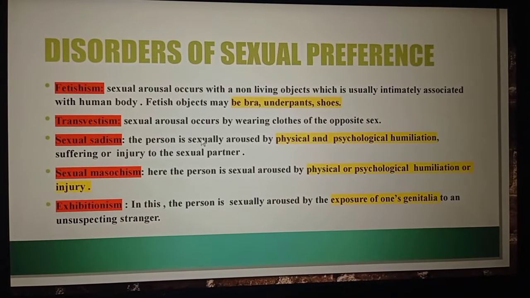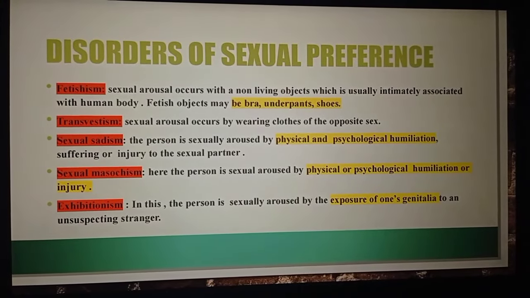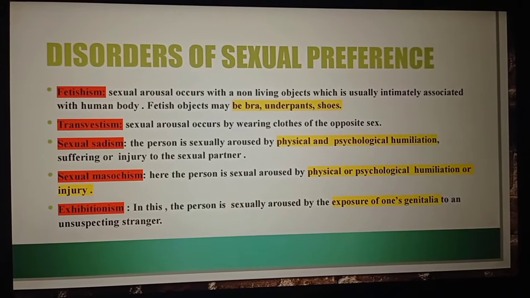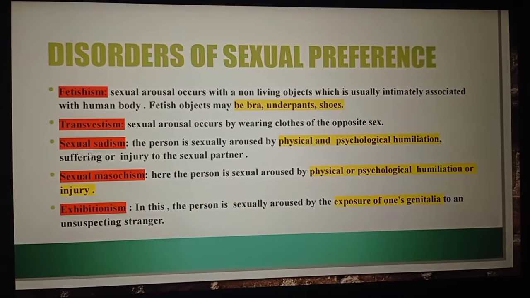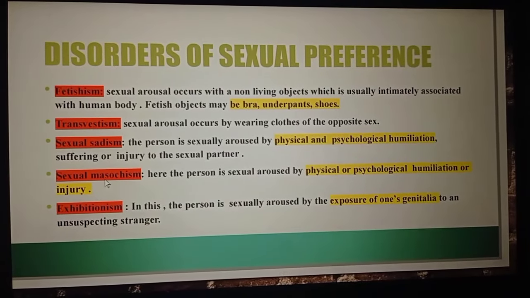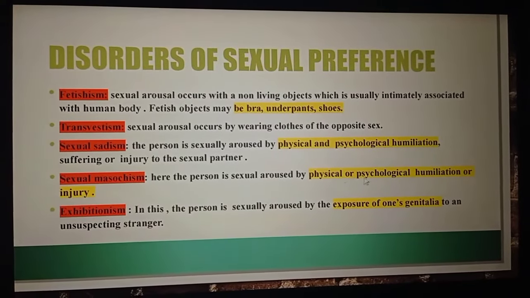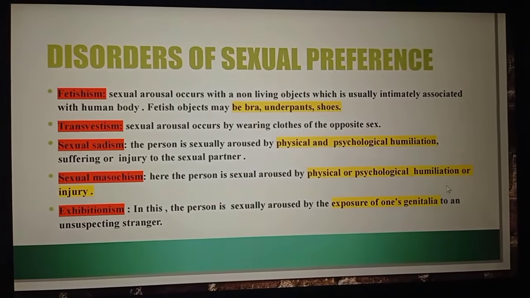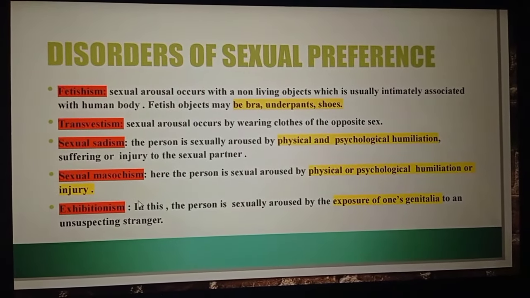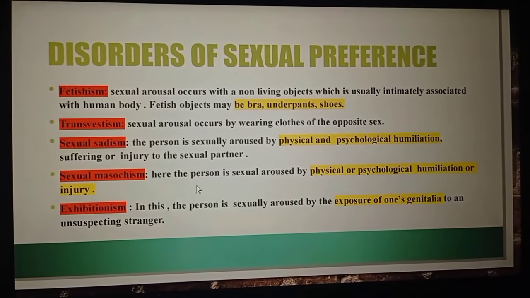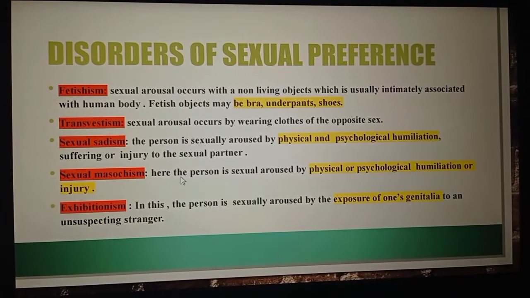Like they want to be very wild, and whenever the sexual partner is injured or in pain, only then are they sexually aroused. That is what we call sexual sadism. Then sexual masochism: here the person is sexually aroused by physical or psychological humiliation, like torture or injury. Whenever physical or psychological torture or injury happens to them, only then will the person be sexually aroused. Then we call it sexual masochism.